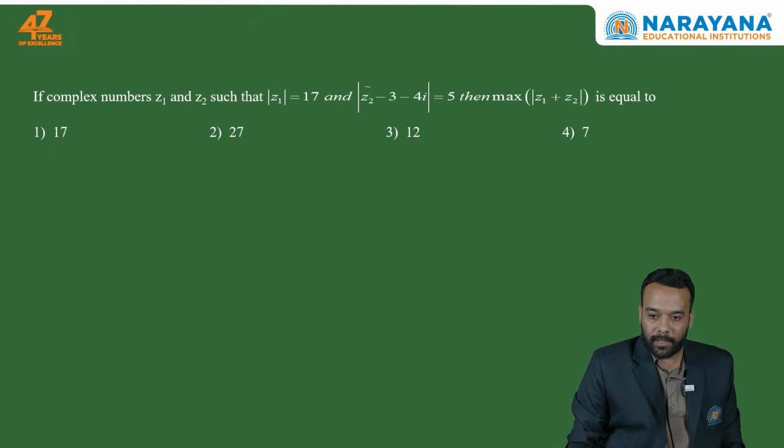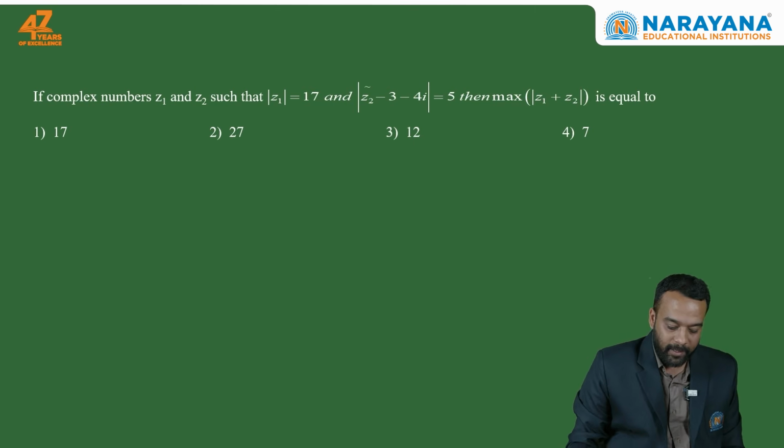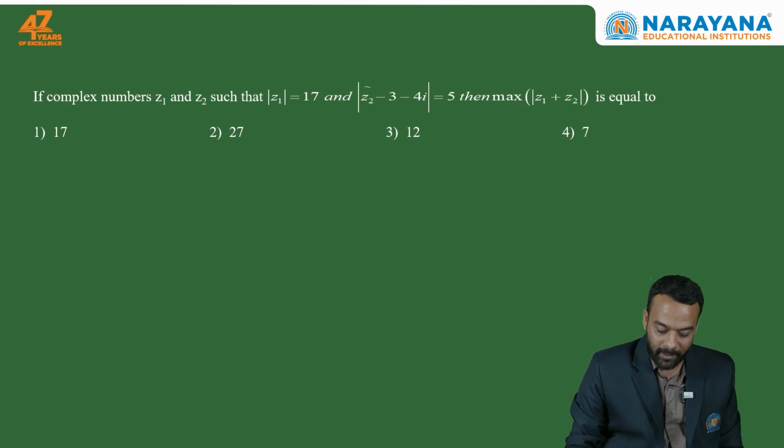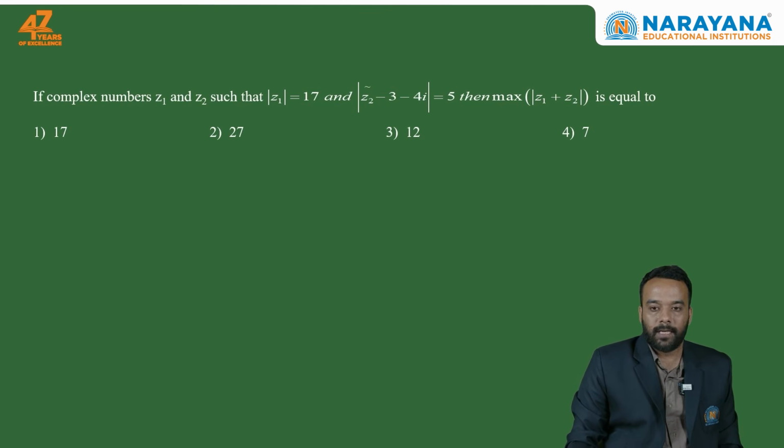Yeah, good evening, students. So I am back again with the last set of 4 questions based on memory. So here is the question: if complex numbers z1 and z2 are such that mod of z1 is 17 and mod of z2 bar minus 3 minus 4i is equal to 5, then they are asking the maximum value of mod of z1 plus z2. So we can see this question is based on the geometrical aspects of complex numbers.